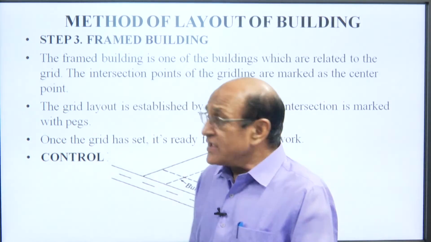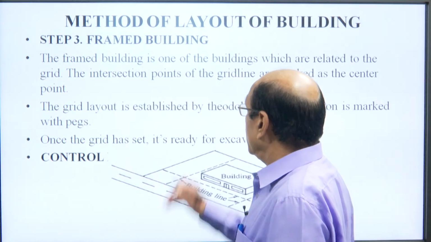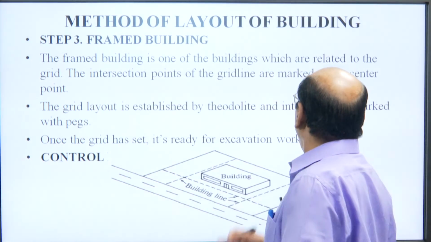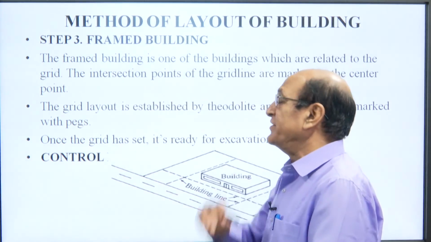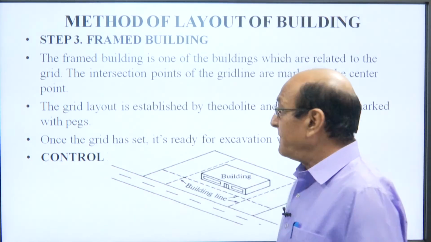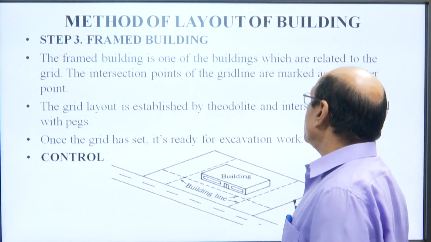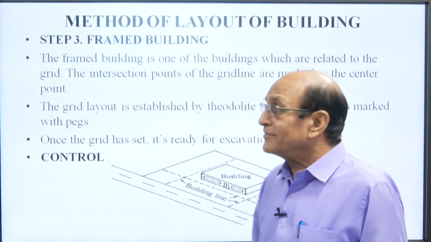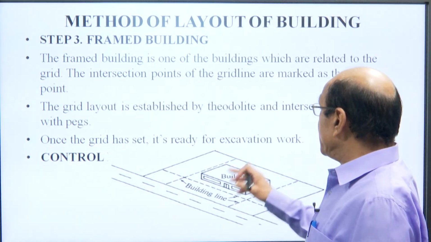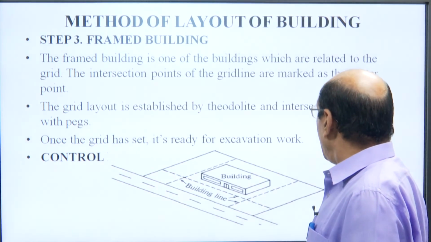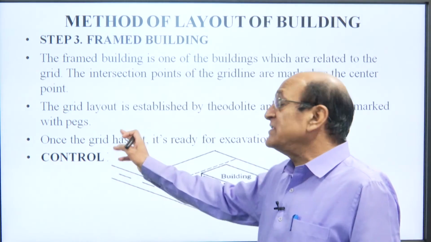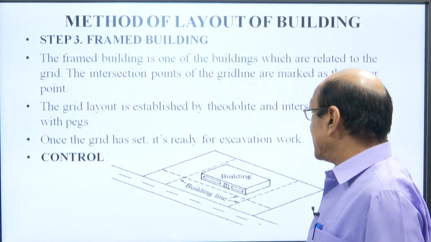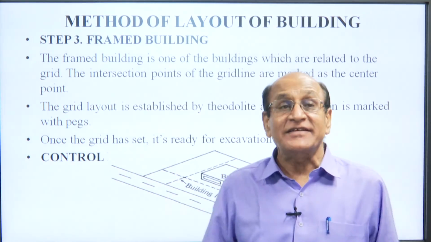Now, step three is the framed building. The framed building is one of the buildings which are related to the grid. The intersection points of the grid lines are marked as the center points. The grid layout is established by theodolite and intersections are marked with pegs. Once the grid has been set, it is ready for excavation work.